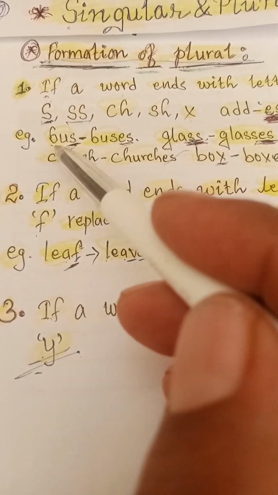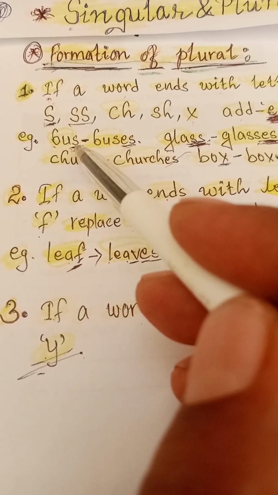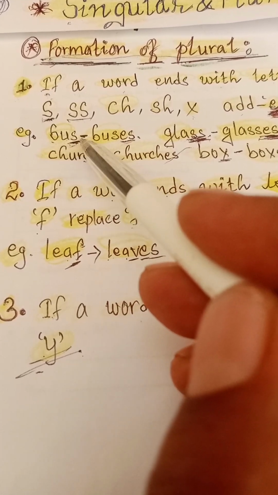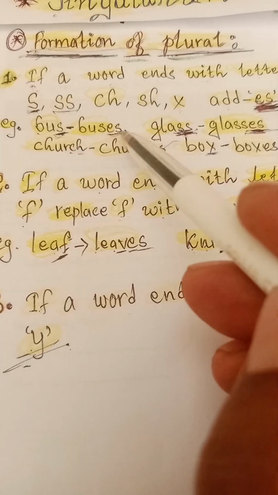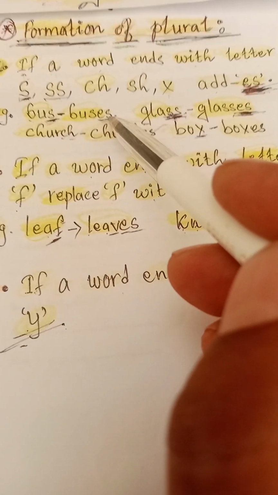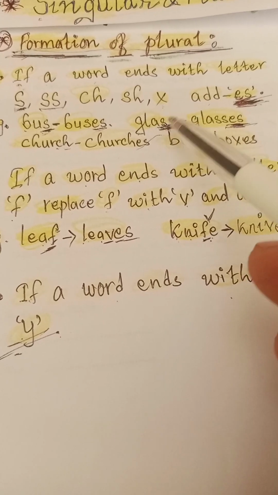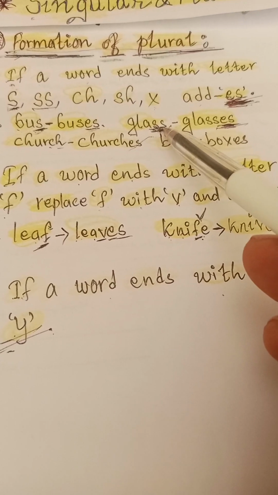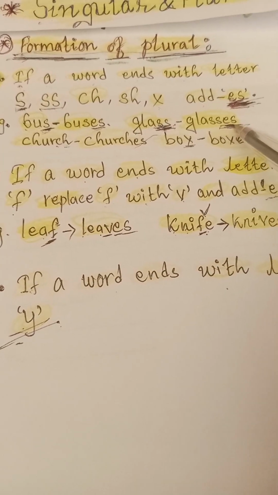For an example, I have written here the words bus, boss. Boss is a word and this word ends with letter S. If a word ends with letter S, we have to add es to form plural. Likewise, glass. Glass is a word and this word ends with double S. So, if a word ends with double S, we have to add es.